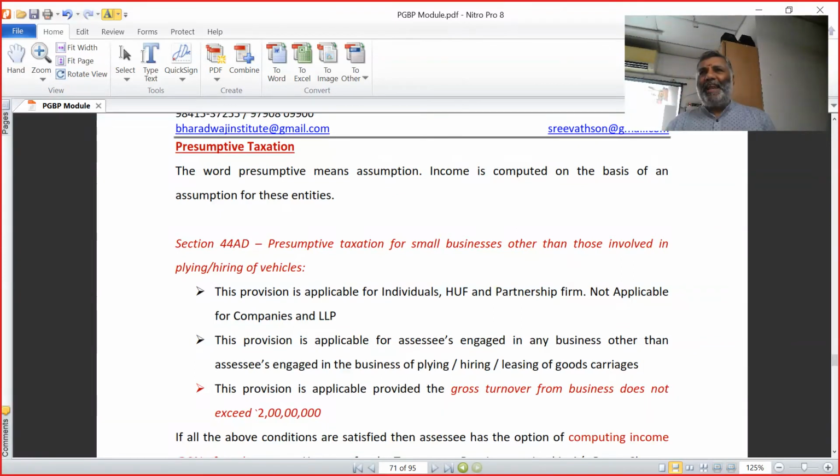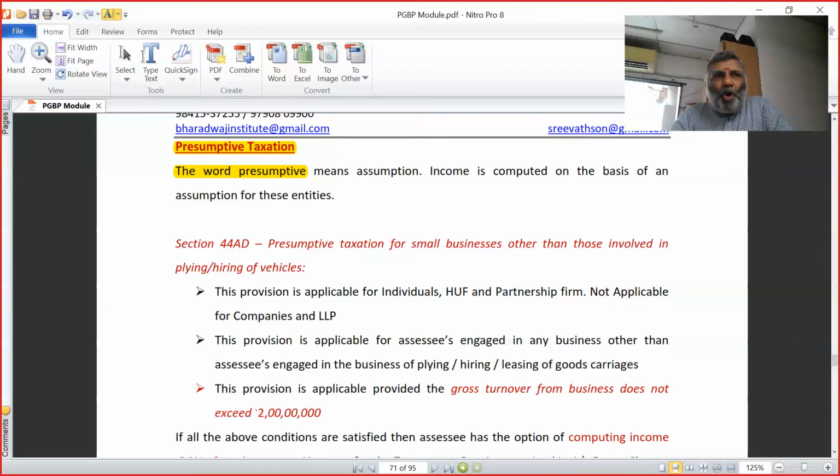The last arena of our discussion is presumptive computation of income. Presumptive means assumption, and income is computed on the basis of assumption. I want to favor all the small assessees. I want to give this benefit to all the small assessees, so this provision came, on a comprehensive basis.